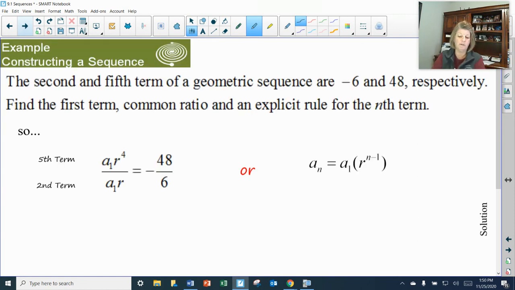The second and the fifth term of the geometric sequence are negative 6 and 48 respectively. Find the first term, common ratio, and explicit rule for the nth term. So we know we have the fifth term. We know we had the second term. So what I want to do is think about, this would have been n minus 1 for that power.